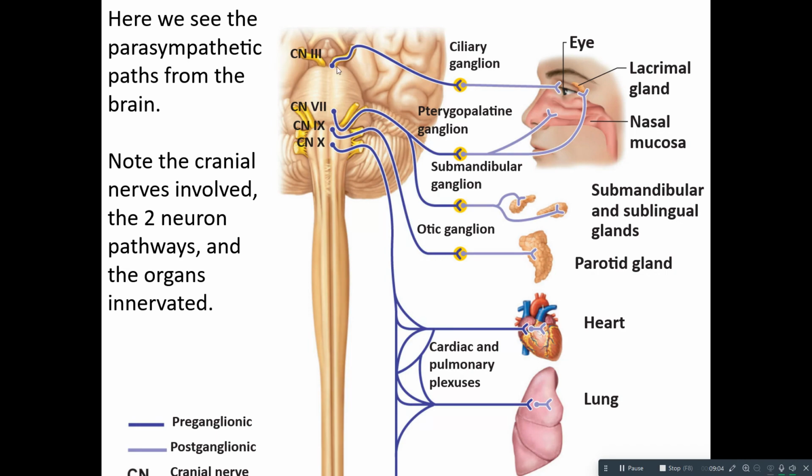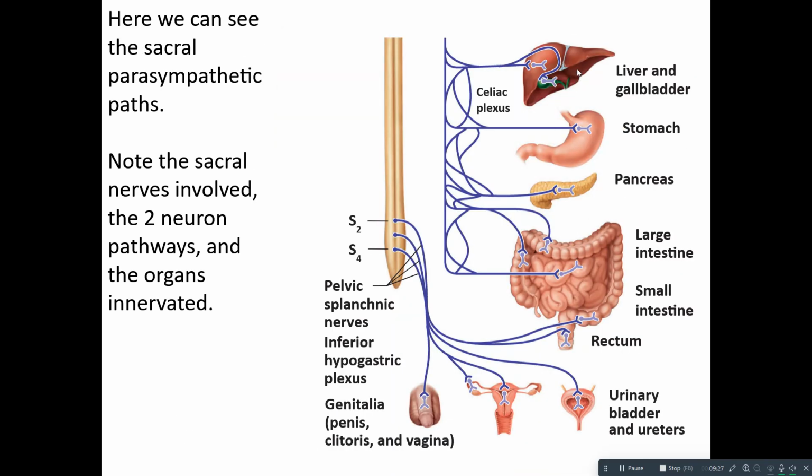Notice that cranial nerve number 3 is going to smooth muscle in the eye. Cranial nerve number 7 is going to glands in the nose, salivary glands, and tear glands. Cranial nerve number 9 is going to another salivary gland. Cranial nerve number 10 is going to thoracic organs like the heart and the lungs, but also going to abdominal organs like the liver, gallbladder, stomach, pancreas, and intestines. Meanwhile, the sacral parasympathetic pathways are going to the end of the large intestine, as well as reproductive and urinary structures.